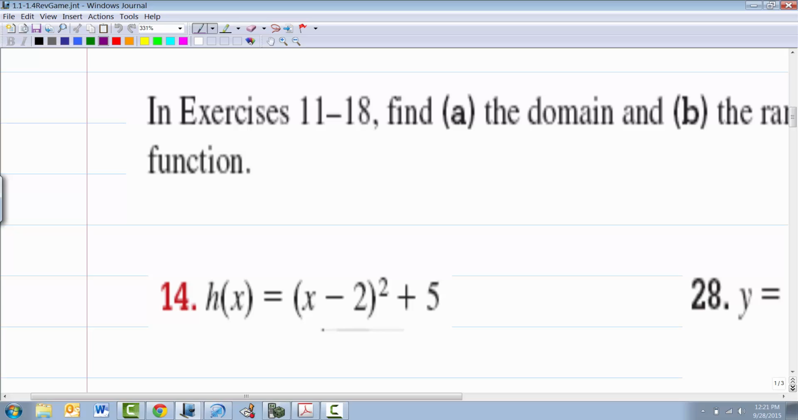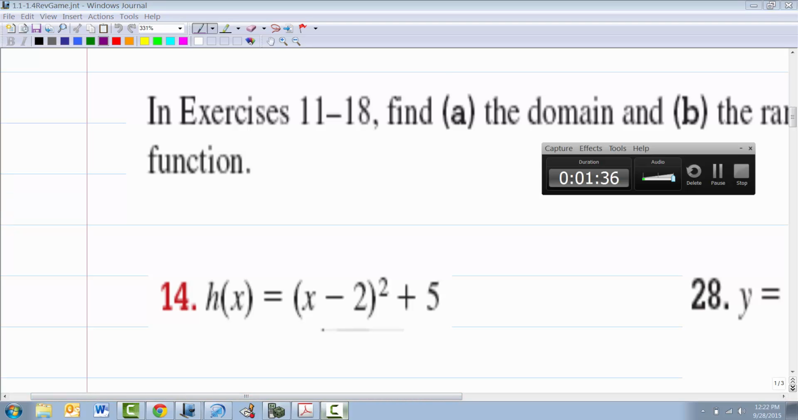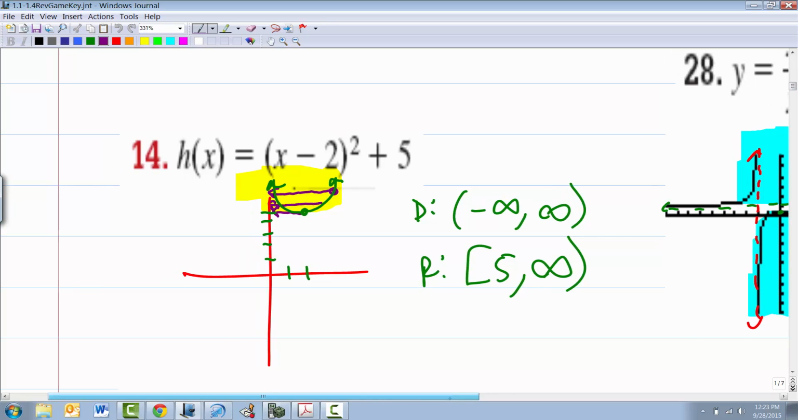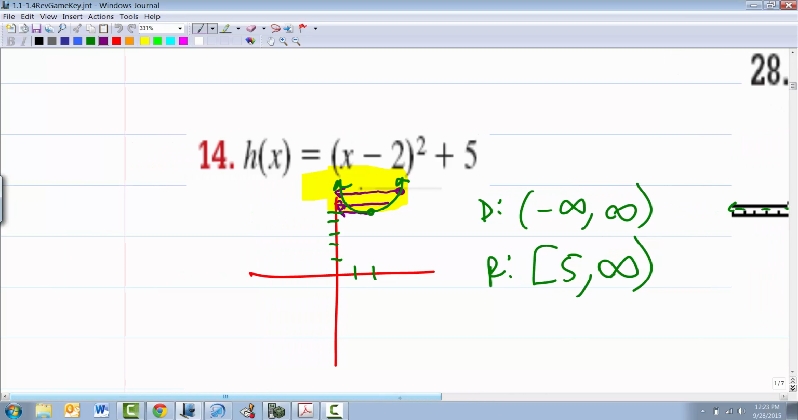That's all. So I'm doing the 14, no calculator, because this is one of your basic functions. You need to know what that picture looks like without a calculator. So what is the domain, and then what is the range? Why did I take your calculator away? Because this is one of the 5 basic functions. We need to know that this is a parabola facing up, and the vertex is 2, 5.